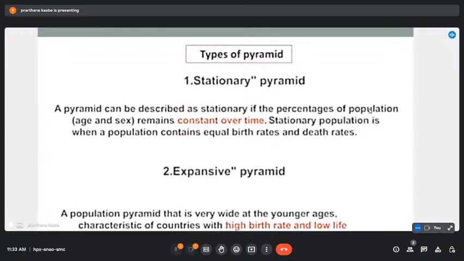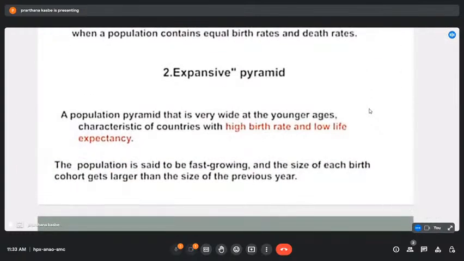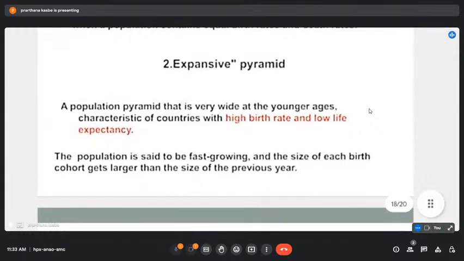Expansive pyramid, a population pyramid that is very wide at the younger ages. Characteristics of the countries with high birth rate and low life expectancy. So what is the characteristic of the expansive pyramid? High birth rate and low life expectancy. The population is said to be fast growing and the size of each birth cohort gets larger than the size of the previous year. So expansive pyramid is the example of second stage population.